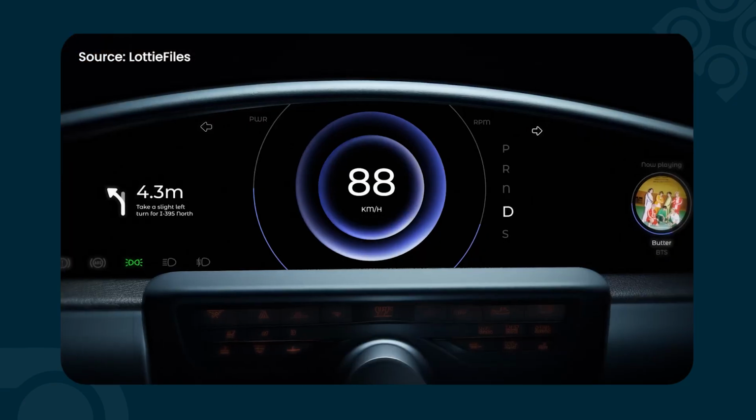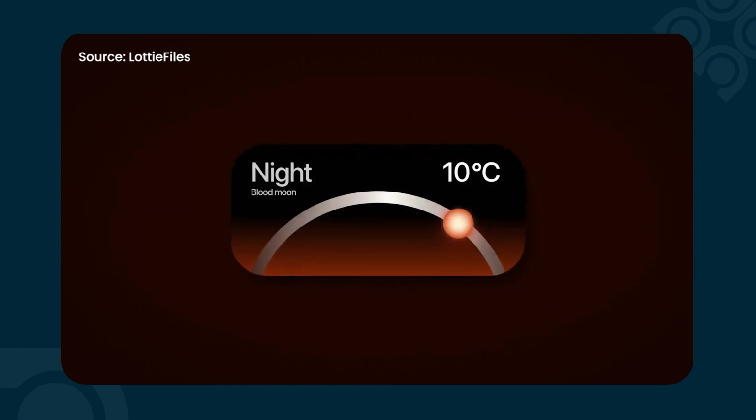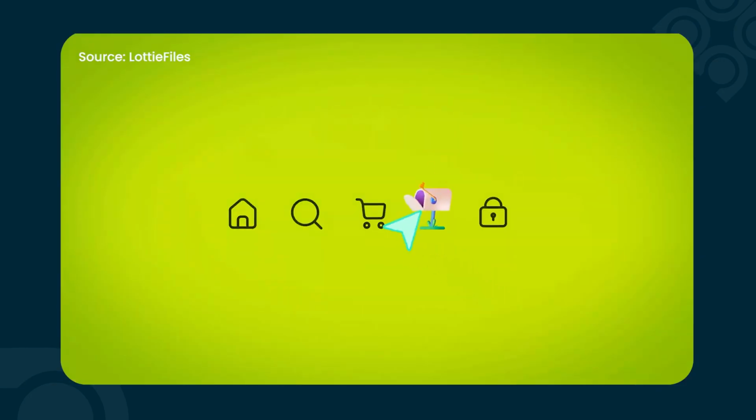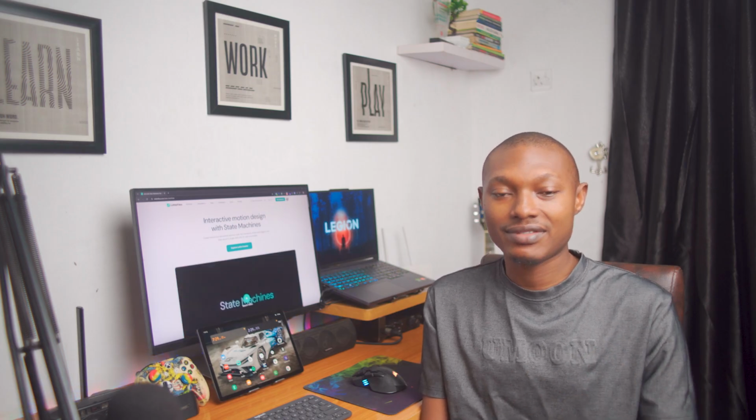LottieFiles state machine is a game changer for animation. It allows your animations to respond to users' actions. So instead of just playing from start to finish, they can now react to clicks, overs, scrolls, or taps. Scenes in your animation can change smoothly based on what the user does. It's basically giving your animation a brain, making it an interactive experience.